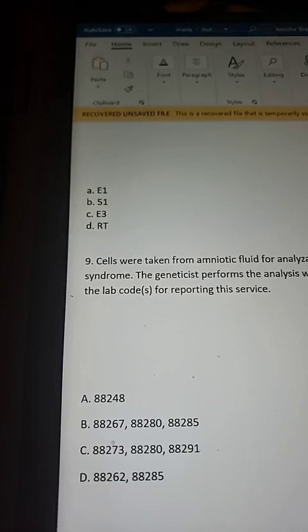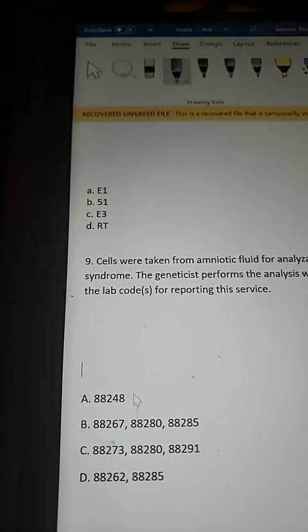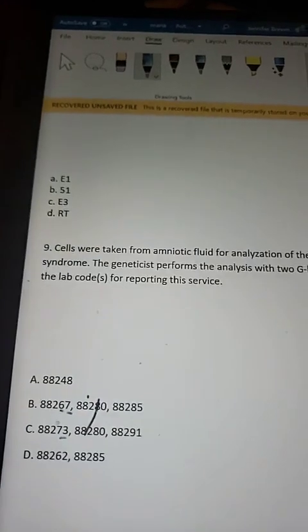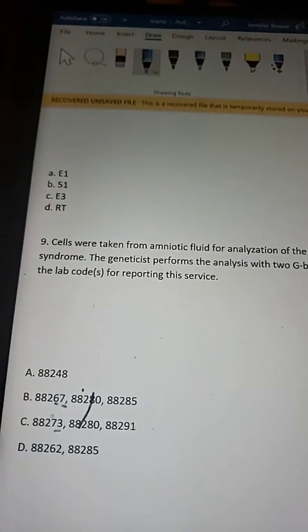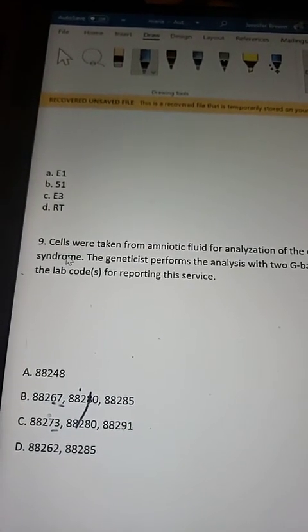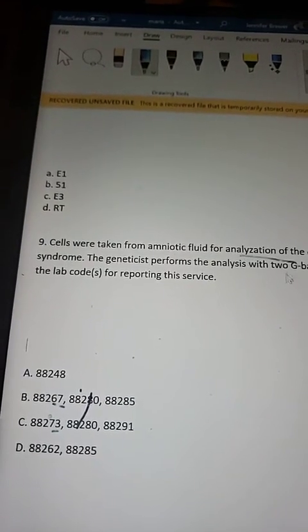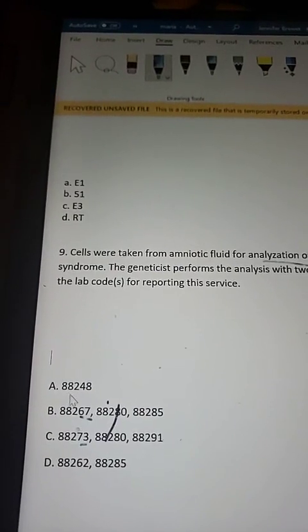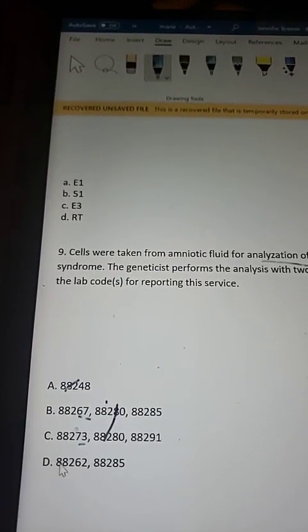So where's my draw thing? We've got 80 in these two, so you wouldn't have to look up those. So you could either look up the 67 or the 43. When you're doing something for genetic testing and you're in the lab and analyzing stuff, more than likely you're not going to have just one code.